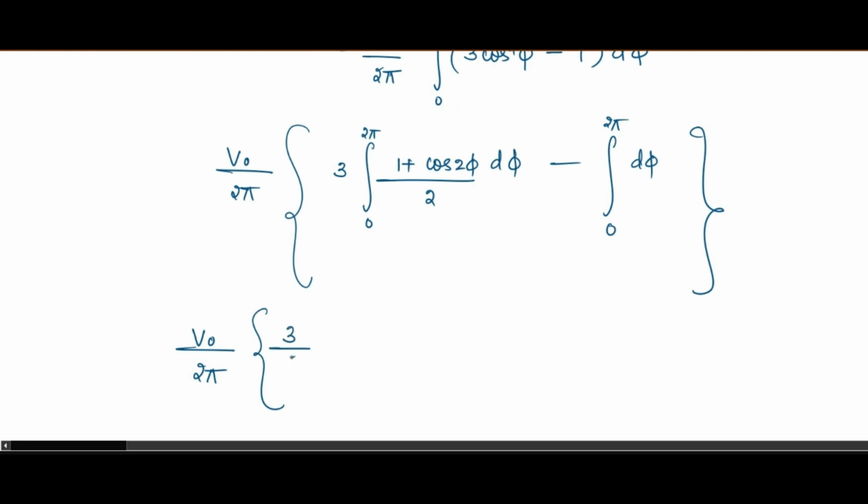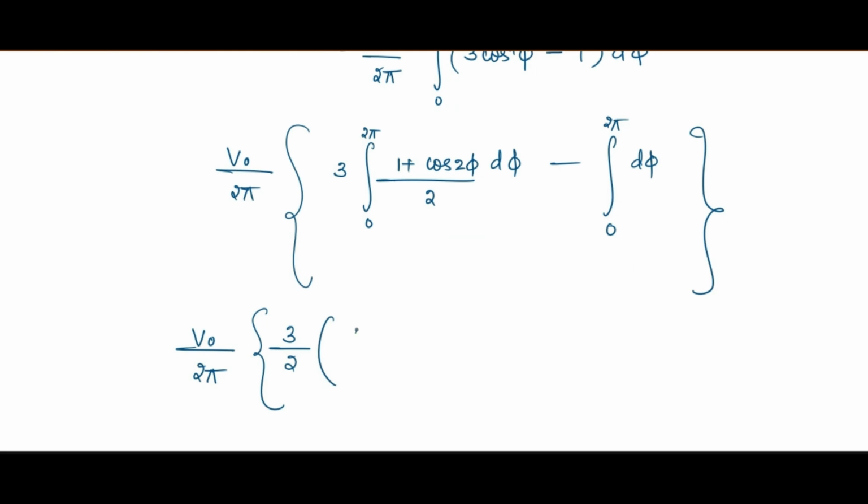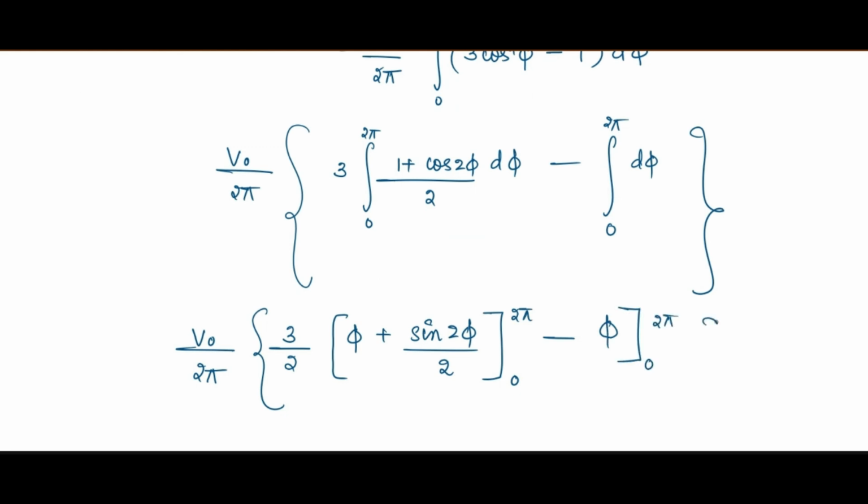V0 by 2 pi is outside. 3 by 2 into integral of d phi is phi. And what is integral of cos? Integral of cos is sine. To find the derivative, we want to divide here. From 0 to 2 pi, minus phi from 0 to 2 pi.